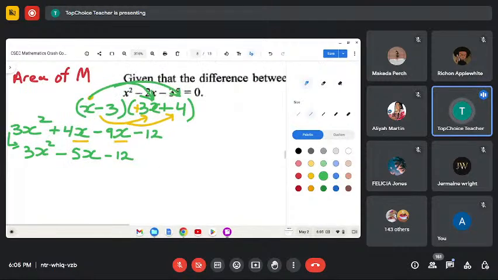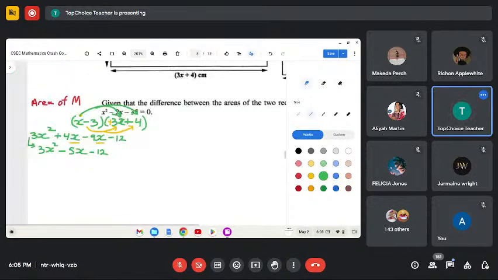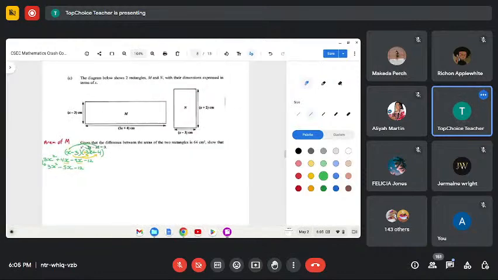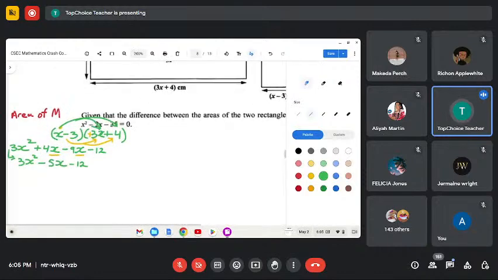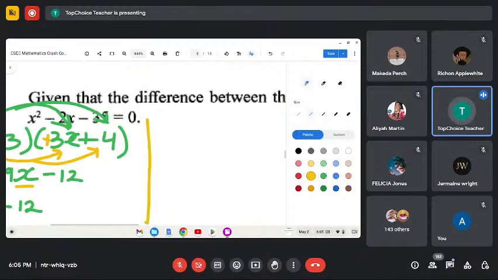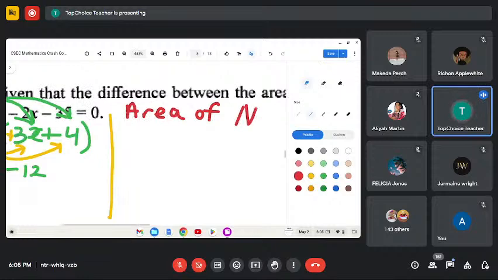So this is the area of M. We have to now find the area of N. Okay, so we're going to do both. We found the area of M, and now I'm just running a line of separation. And I'm going to find the area of N now, using the exact same method. The area of shape N, capital N.